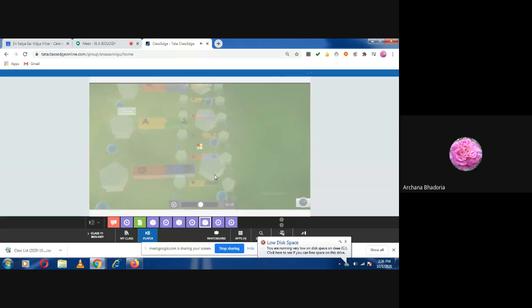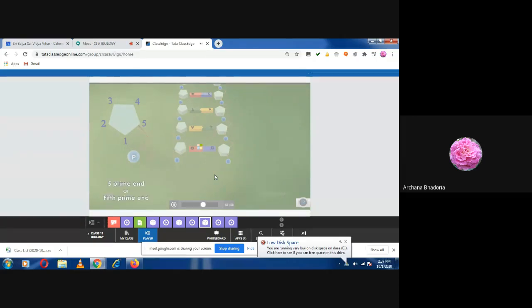A DNA strand is assigned a direction based on what group is found at the end of the strands. If one end has a free phosphate attached to the 5th carbon of the sugar, then that end is called the 5' end or 5th prime end. If the other end of the strand has a free hydroxyl group attached to the 3rd carbon of the sugar, then it is the 3' end or 3' end.